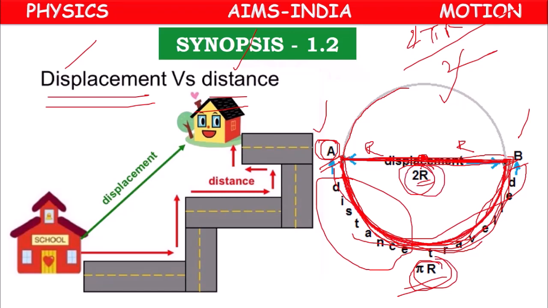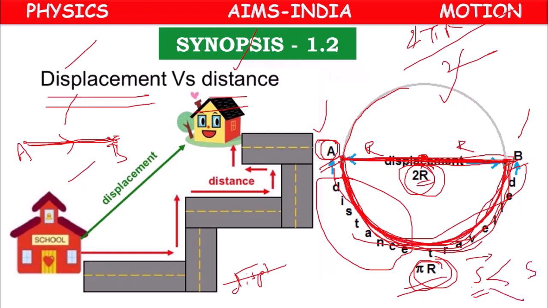displacement is 2r. Whereas, suppose a person goes from point A in a straight line and comes up to point B in a straight line. Then, as he is going in a straight line, in this case distance is also AB, displacement is also AB. Displacement is a vector, so we can represent it by S bar. S bar means displacement. Displacement is always less than or equal to distance.